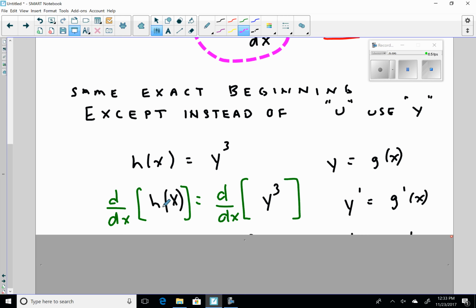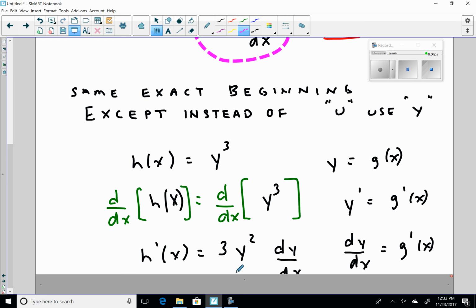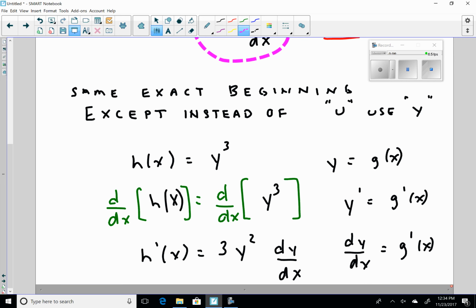Again, the derivative of the left-hand side is h prime, and the derivative of the right-hand side is 3y squared, where I made this strong assumption that y is this function of x, g of x, and y prime is g prime of x, and dy dx is g prime of x. This is all notation that we have used prior. The difference between this set of equations and the prior set was that instead of u, I used a dummy variable y. And again, I would like for you to observe the right-hand side of these three equations.